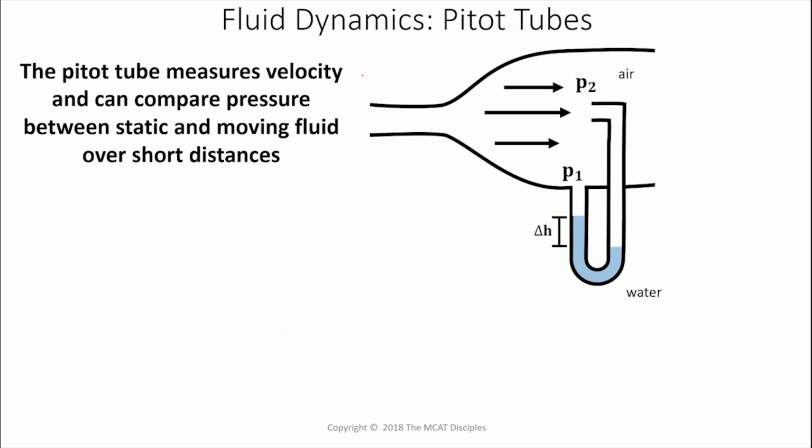One of the issues that people always have is the different tubes that you can use in moving fluids to measure pressure, and what values those tubes measure. One of those tubes that people get confused over is the pitot tube. The pitot tube measures velocity and can compare pressure between static and moving fluids over short distances.